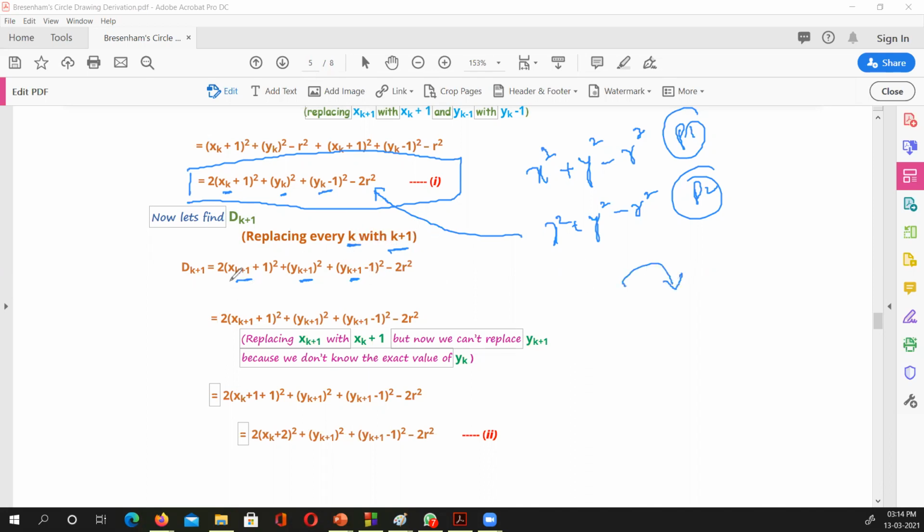Okay, so if you solve it up, twice (k+1)+1 squared, this is y_(k+1) minus 1 squared, minus 2r. This is a repetition of it. Now we will replace, because we know x_(k+1) is actually equal to x of k plus 1. I have explained this earlier also. So I can replace x_(k+1) with x_k plus 1, because I know I'm incrementing only 1 to the x.